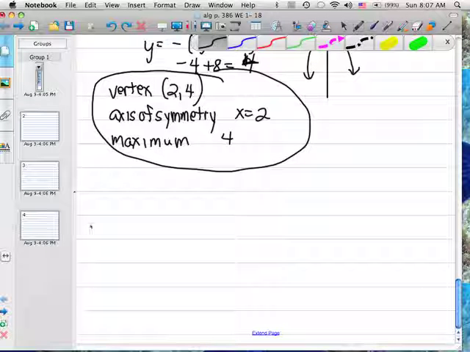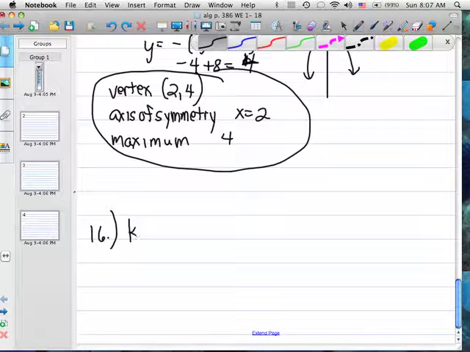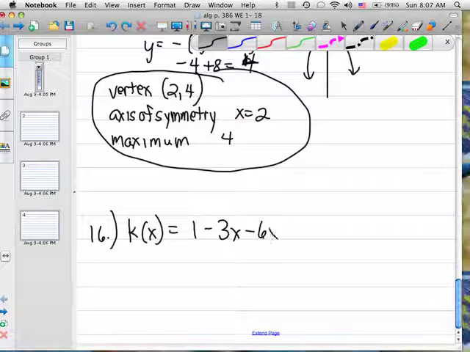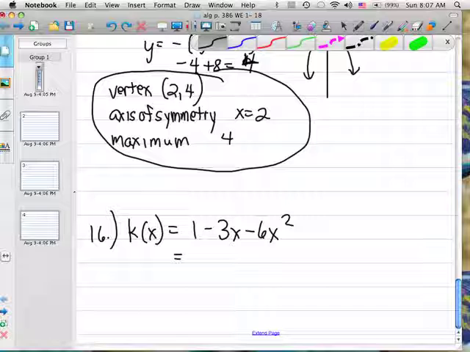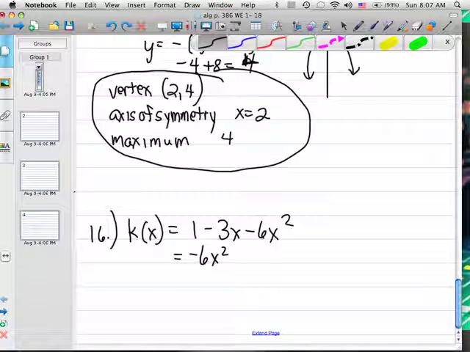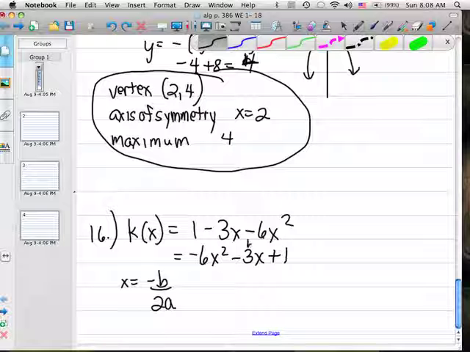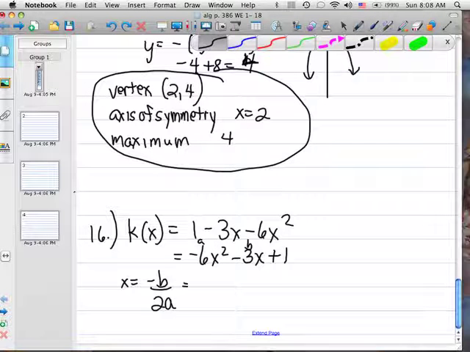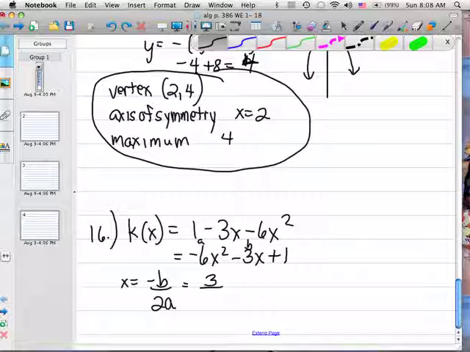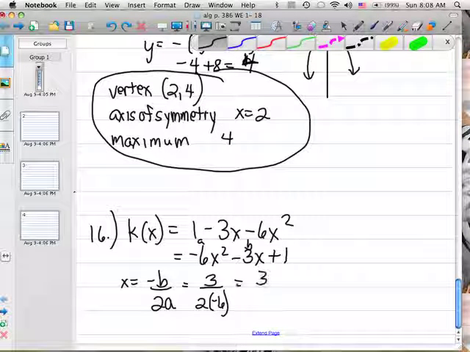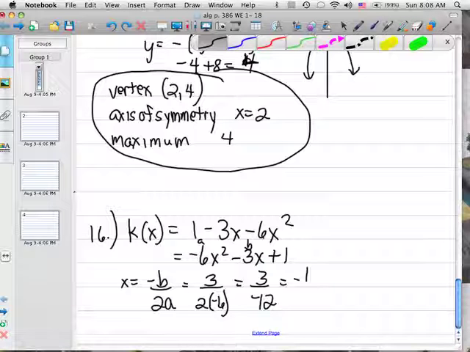Problem 16, we have k of x equals 1 minus 3x minus 6x squared. So we're going to turn it around, get it in the correct order, decreasing order. Negative 6x squared minus 3x plus 1. So the vertex, the x value equals the opposite of b over 2a. And this is b, and this is a. So we get the opposite of negative 3 is 3 over 2 times a, 2 times negative 6. So it's 3 over negative 12, which is negative 1/4.